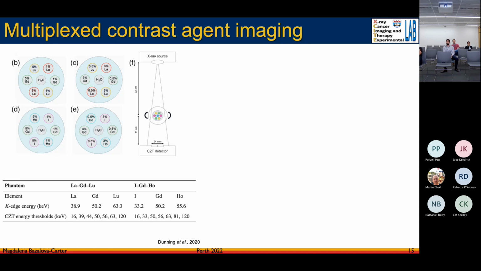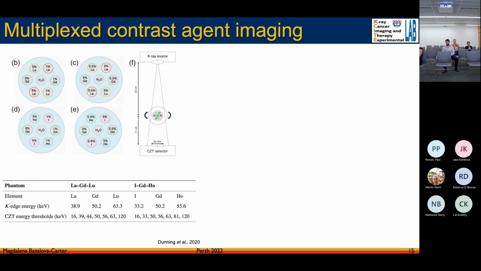And we are collaborating with the Department of Chemistry that basically manufactures lanthanide nanoparticles, and the lanthanides are lanthanum, gadolinium, lutetium. I think gadolinium and holmium are the lanthanides. Iodine is not. And we basically build our small 2.5 centimeter diameter phantom and put different combinations of lanthanides inside the phantom and try to distinguish them. So you basically have two different phantoms, lanthanum, gadolinium, lutetium, and you can see the K-edges are pretty well separated, from 39, 50 to 63 kV.